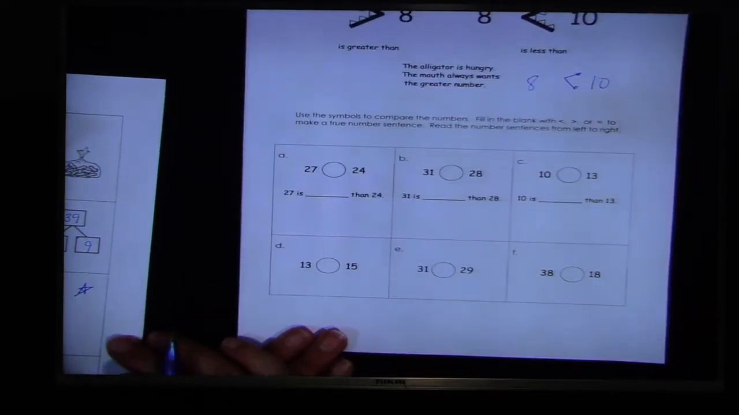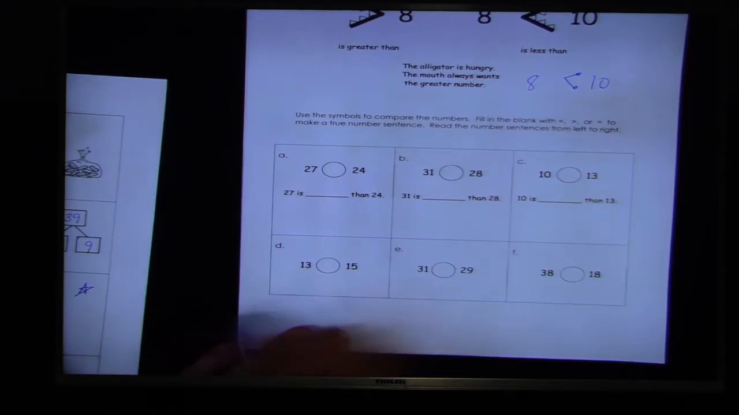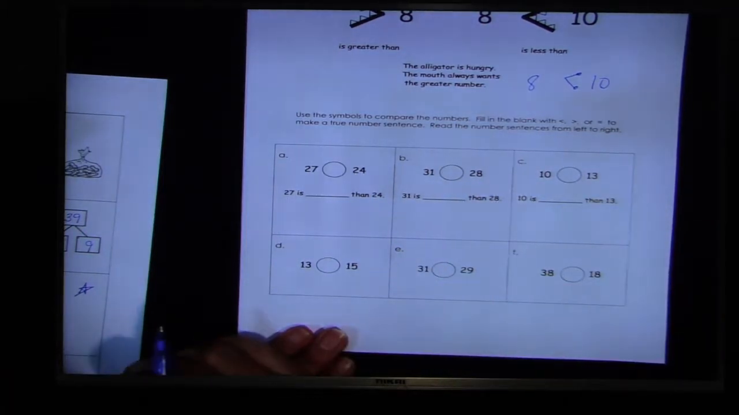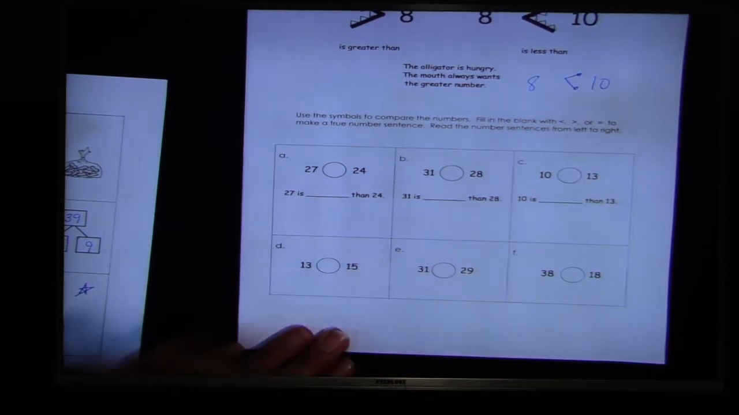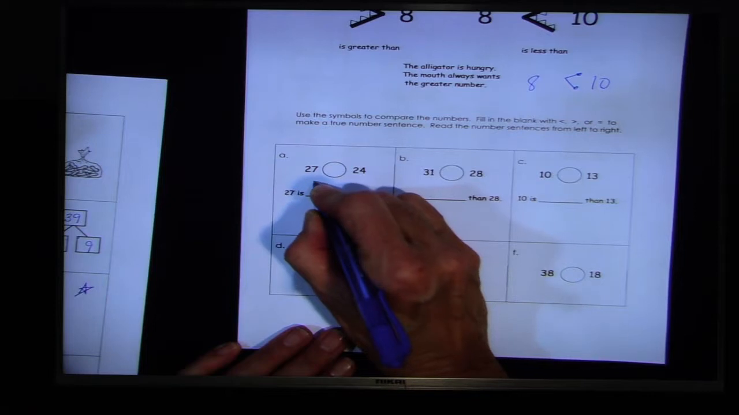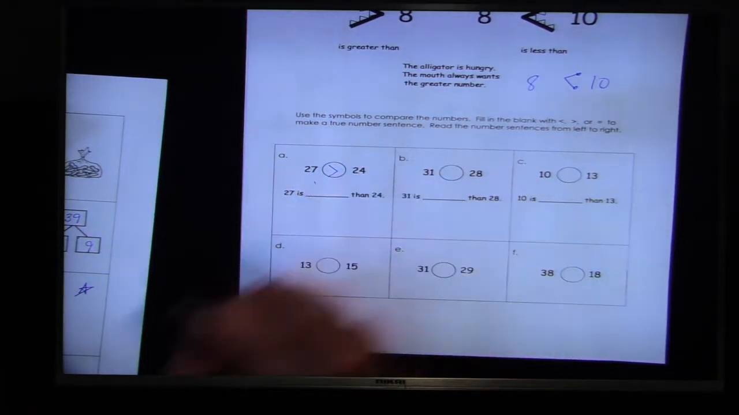But they're going to have to prove it to us still, because otherwise it can become a guessing game. I can finish my homework real quickly. I can just do any symbol I want and be done. No, we need to see the reason why. So 27 is less than 24. So less than, 27 is greater, my open end has to go there.